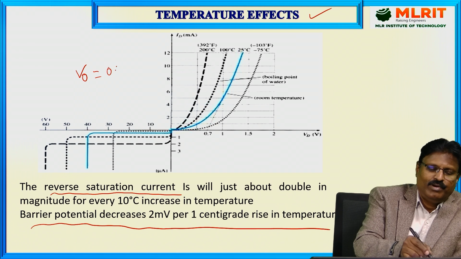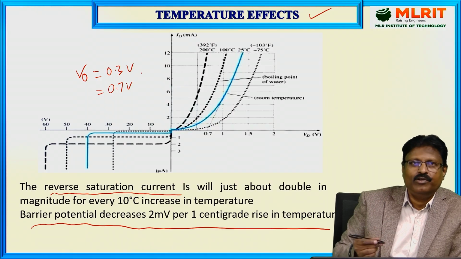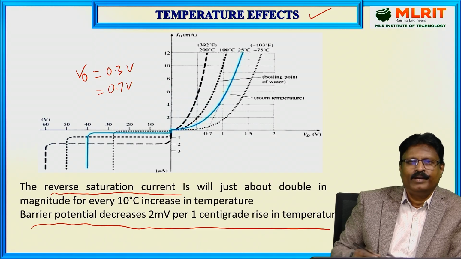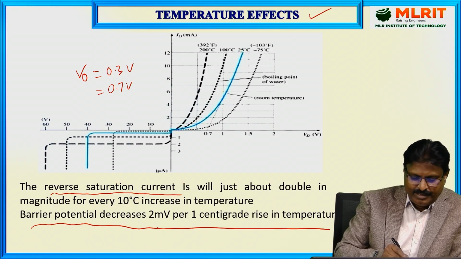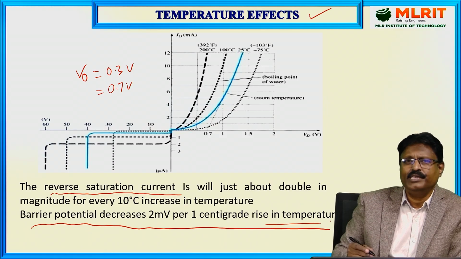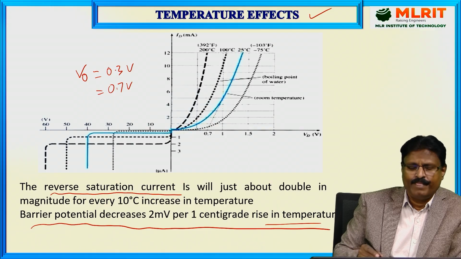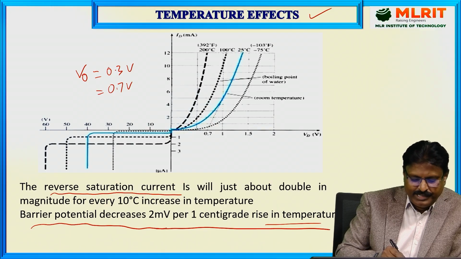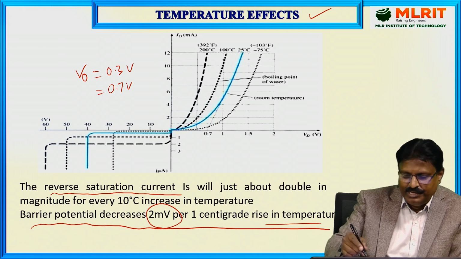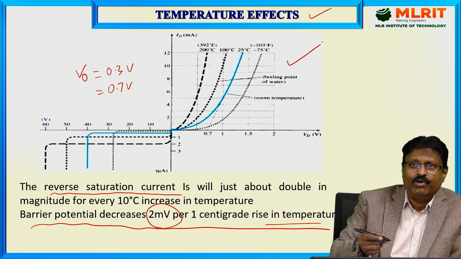So V naught will be equal to 0.3 volts for germanium, and it will be equal to 0.7 volts for silicon. I already explained about that. Under zero bias, a barrier potential will be created inside the device. So this barrier potential will be decreased at 2 millivolts per 1 degree centigrade rise in the temperature. Suppose 1 degree centigrade rise in the temperature is there, the barrier potential will be decreased by an amount of 2 millivolts. Okay. So that's why here, as you can see, this is a VI curve under forward bias.